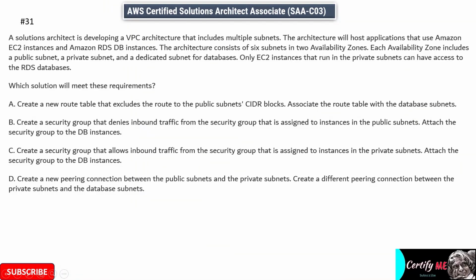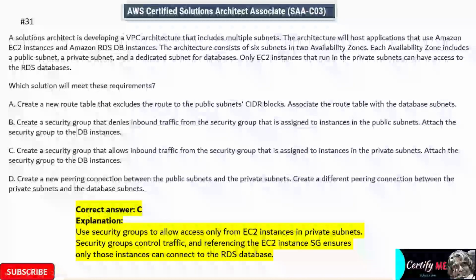The correct answer for this question is option C. Use security groups to allow access only from EC2 instances in private subnets. Security groups control traffic and, by referencing the EC2 instances' security group, ensure only those instances can connect to the RDS database. Next question.